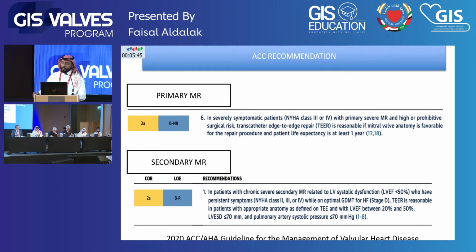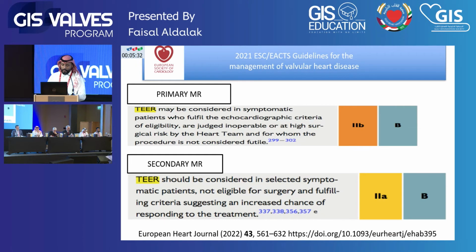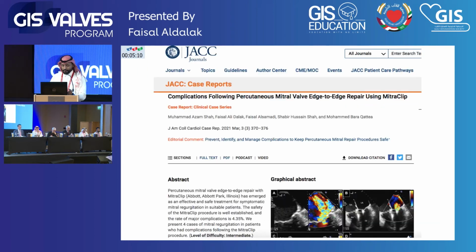raised the intervention on the mitral valve, in a primary disease or a secondary disease, to level of evidence B, class 2A. That's in the ACC guidelines, the latest in 2020. And in the European Society of Cardiology, they still think that the mitral valve intervention in a primary disease is 2B, level of evidence B, and in a secondary MR, they made it 2A. Probably in the coming future, we will see more advancement. They can make it 2A probably in the future.